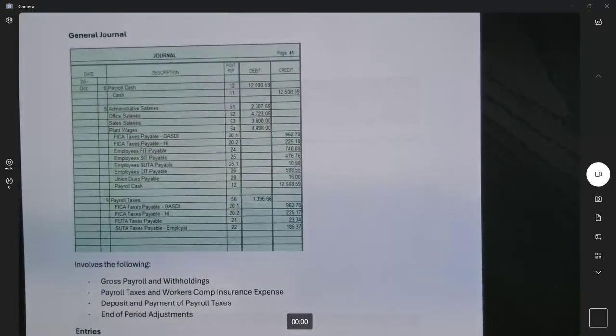Next up is the general journal. This is an example of what a general journal would look like. It involves things like gross payroll and withholdings, payroll taxes and workers' comp insurance expenses, deposit and payment of payroll taxes, and end of period adjustments.